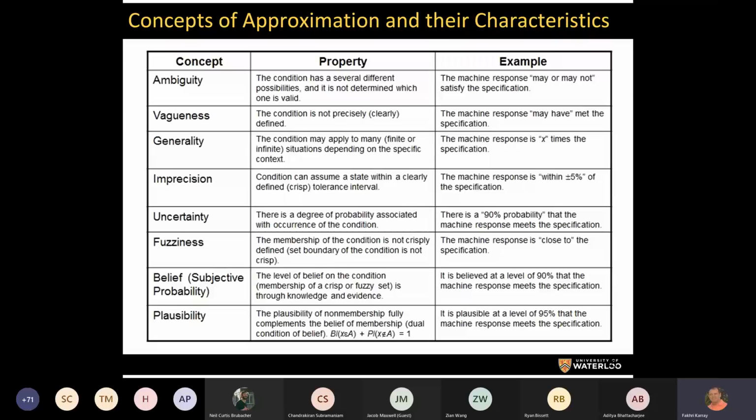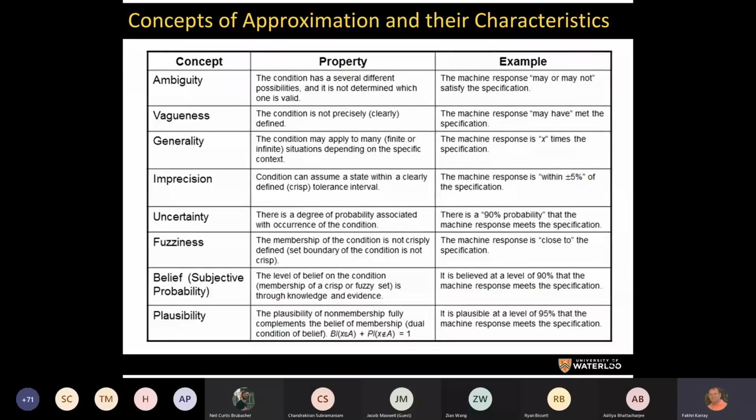Where we have the ambiguity, vagueness, generality, imprecision, uncertainty, fuzziness, belief, plausibility. So for each one of these concepts, we have a certain type of property. So the fuzziness is different than imprecision, as you can see here. The fuzziness is different than vagueness. So when we say that a system is fuzzy, it doesn't mean that the system is vague. So as you can see, the property, the condition is not precisely defined. In a fuzzy system, there is membership of the condition that is not crisply defined, but we know the membership function.